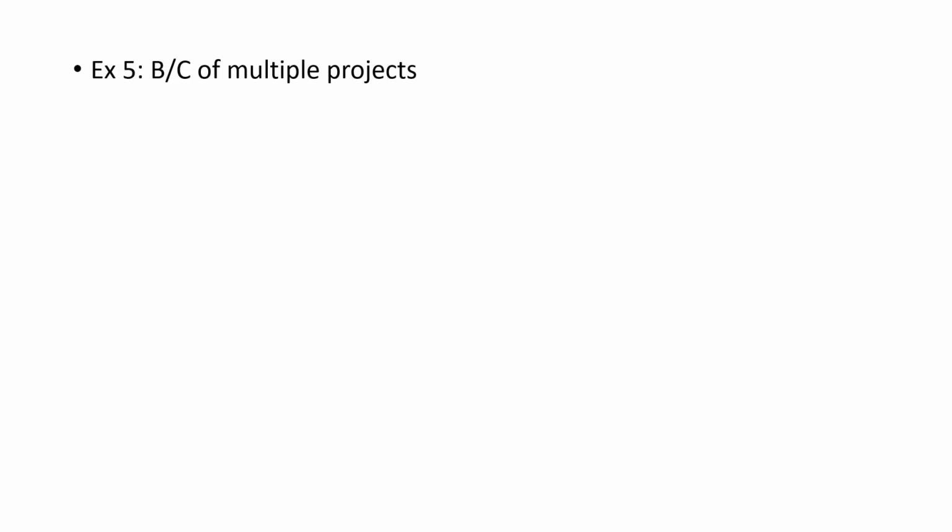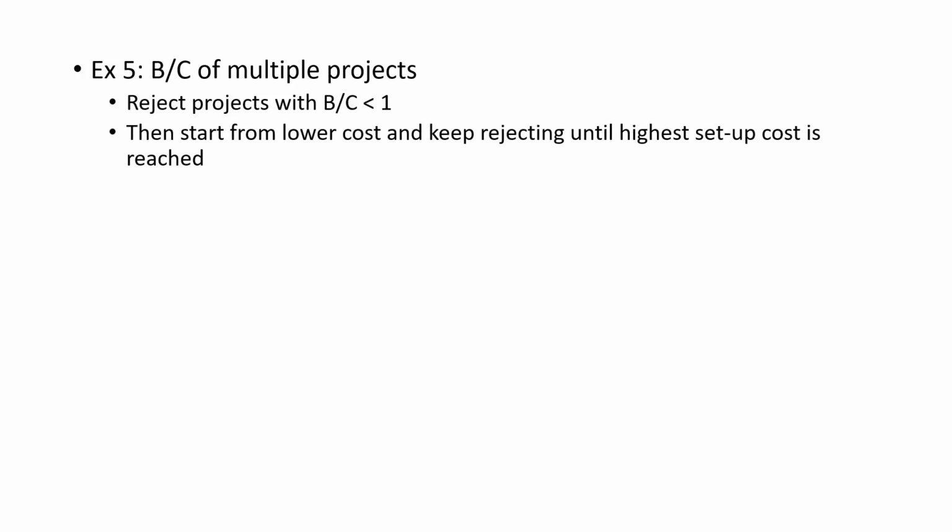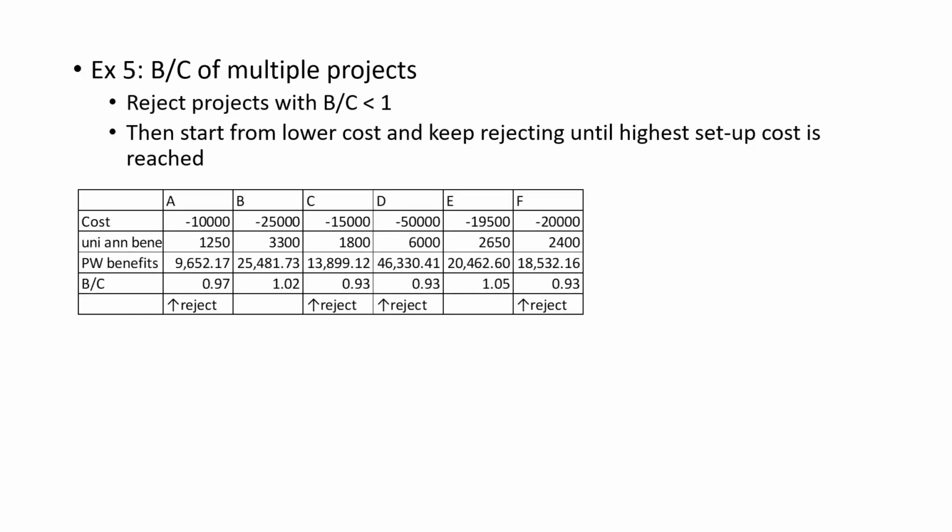All right. Now, how do you select the best project based on benefit cost analysis from multiple projects? First of all, we reject all the projects whose BC ratio is less than 1. Then we start from the lower cost and do the incremental analysis, either of EUAB to EUAC, or change in PW of B to change in PW of C. So there are two methods of that. Now here we have A, B, C, D, E, F from the previous presentation, and we reject A, C, D, and F because their BC ratios are less than 1.